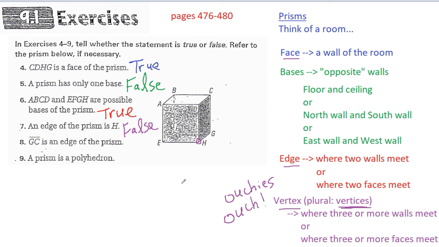But let's finish up here with 4 through 9. So next we have GC is an edge of the prism. So GC, we've got right here. And when I look at that, I go, well, let's see. Again, my definition for edge is where 2 walls meet, or where 2 faces meet. And I go, yeah, that is where 2 faces are meeting. We would have the right wall, DCGH, or the right face, DCGH, and that meets the back face, or the back wall, BCGF. So yeah, that one is true.